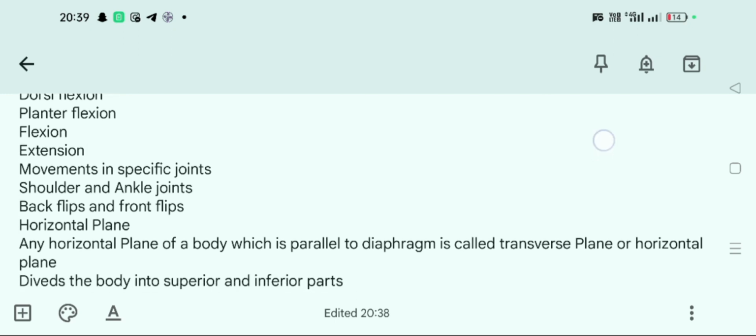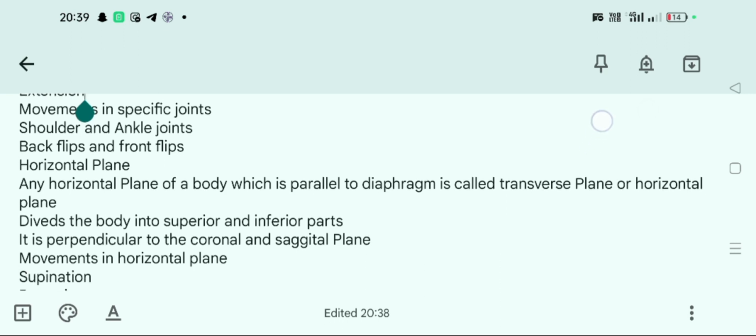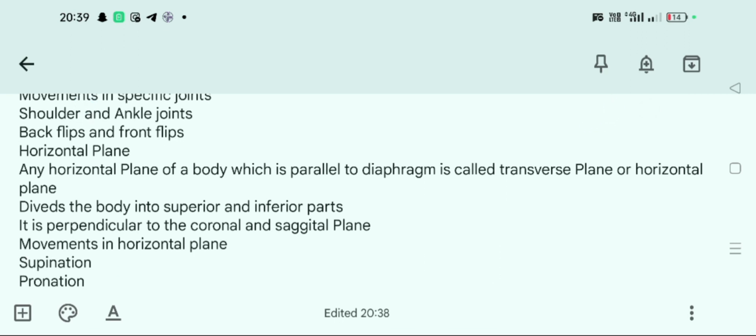Now we are going to discuss the horizontal plane. What is the horizontal plane? It is a plane of the body which is parallel to the diaphragm. The diaphragm divides the body into thoracic cavity and abdominal cavity. You have to learn that the horizontal plane is directly parallel to the diaphragm. It is also called the transverse plane or horizontal plane.